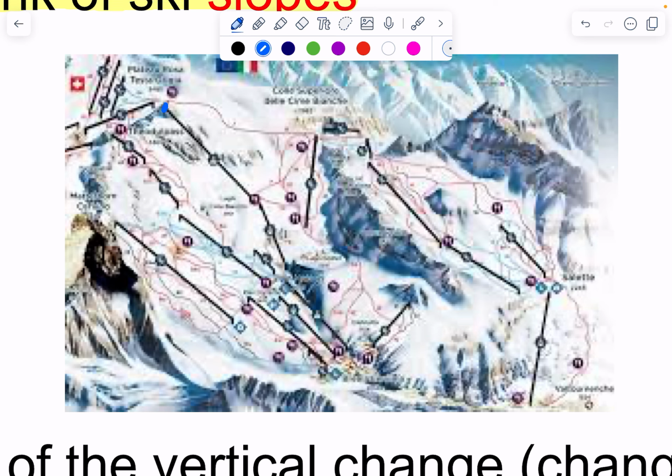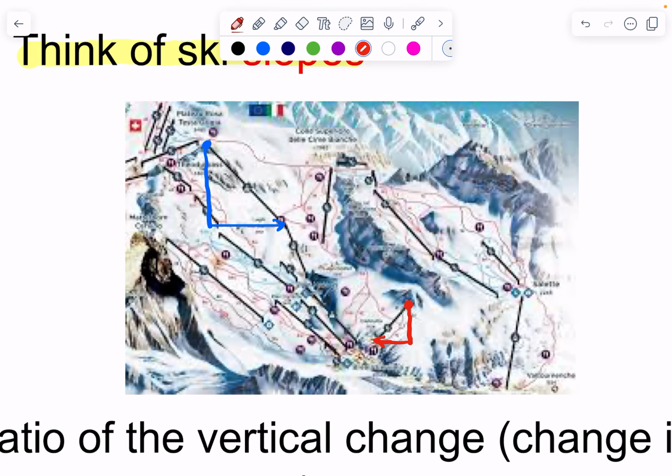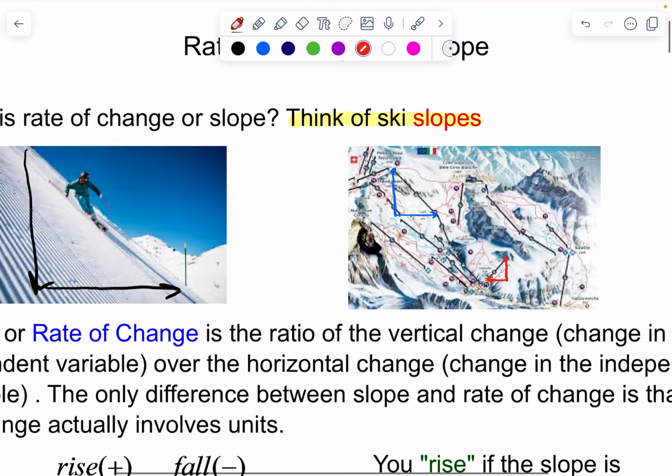Let's check this guy out right here. We're starting up here at the top, and to get all the way to the bottom, you gotta go down a certain vertical distance, but then you've also gotta go to the right a horizontal distance. Or let's say you're going from right to left. You start up here at the top of this particular ski slope, and you're going down a particular amount of vertical distance, and you're going to the left a horizontal distance. So that's what I want you to think about when we're talking about slope.